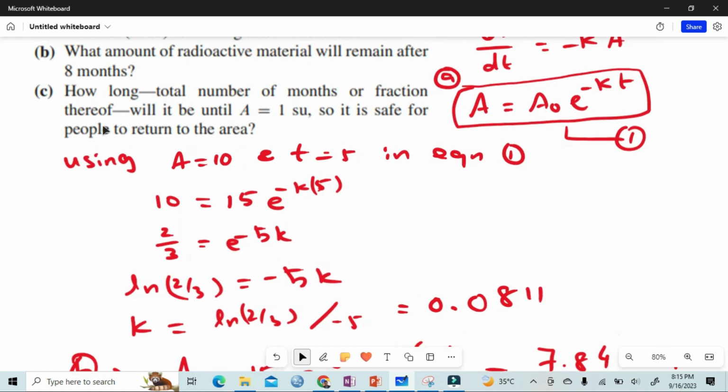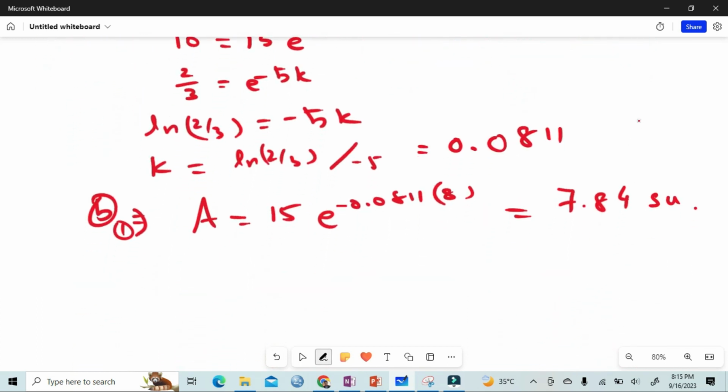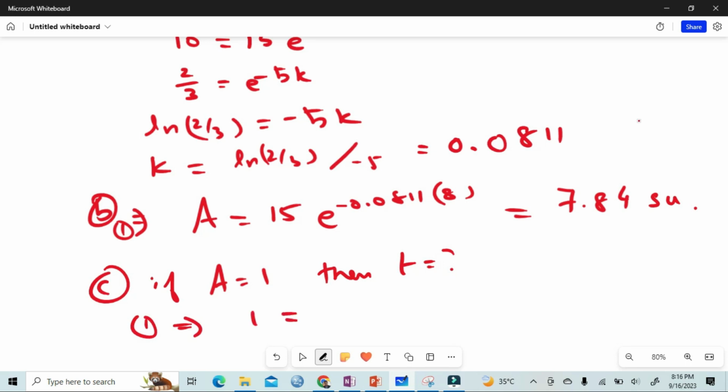So case number C is very similar to the one before. Your amount A is given, find the T value. So I can write it here again in question number C. If A amount is given, then what is T? That's the question. Then equation number 1 gives 1 in the left hand side, A0 is 15 units, e power minus 0.0811 T. We want to find the T value.